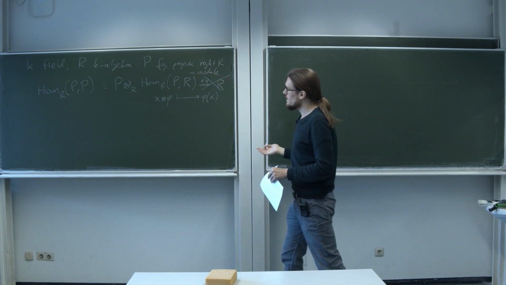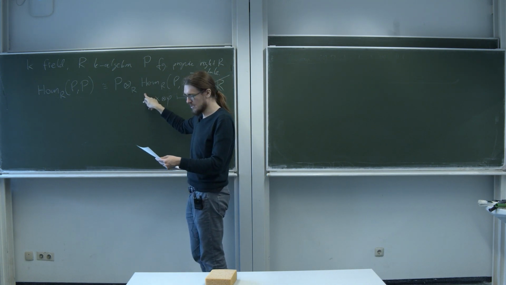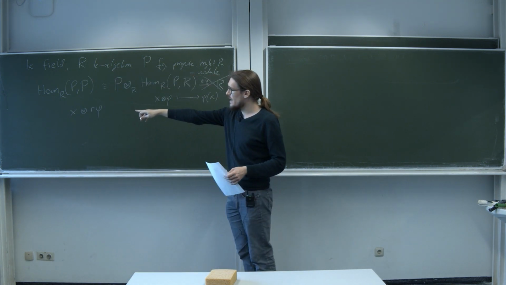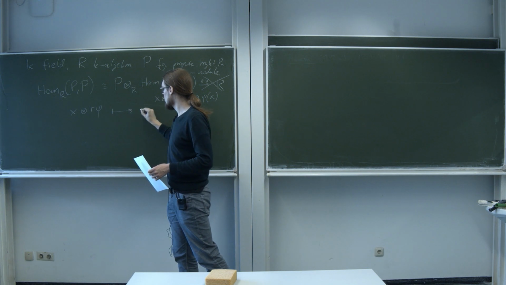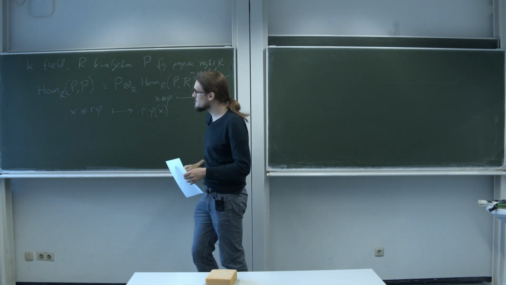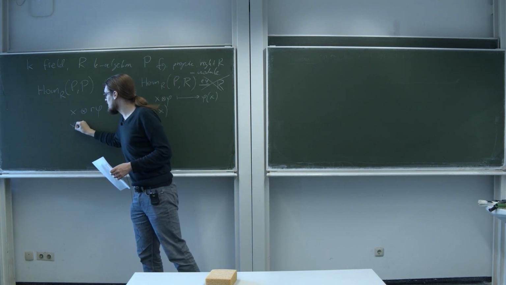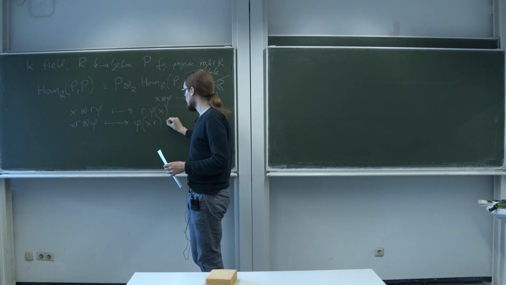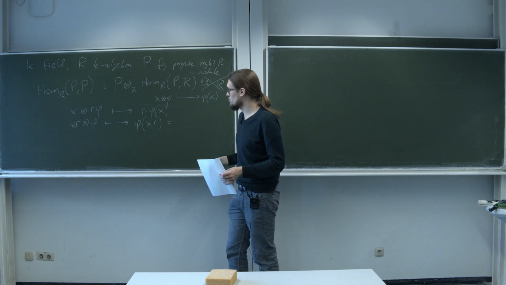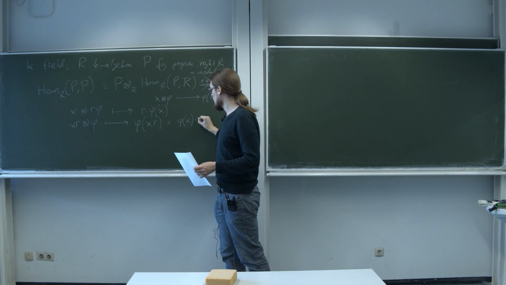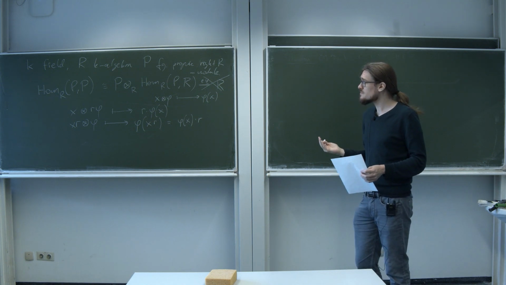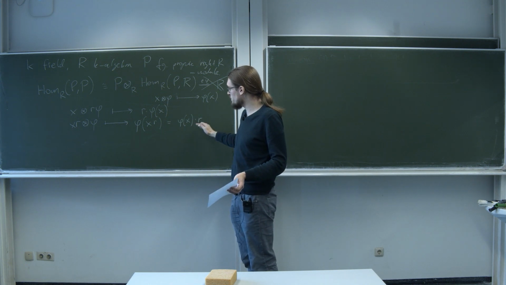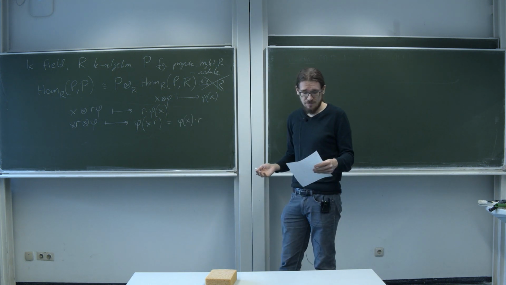Where does it land in? Well, let's look at what this relation here implies. This evaluation map would send x tensor r phi to r times phi of x, but it would send xr tensor phi to phi of xr, which, since phi is a right module homomorphism, is phi of x times r. And here you see, if R is simply associative, not commutative, these two things don't necessarily have to agree.